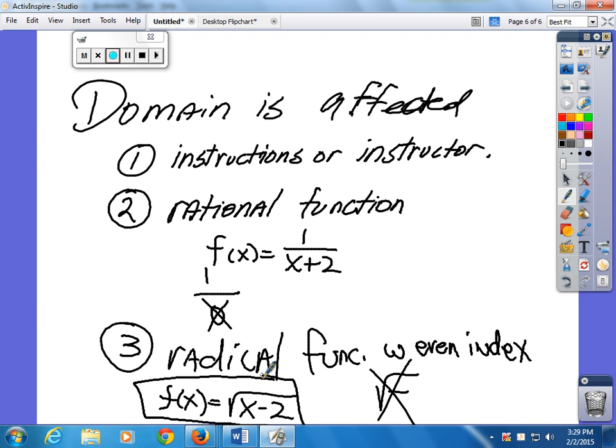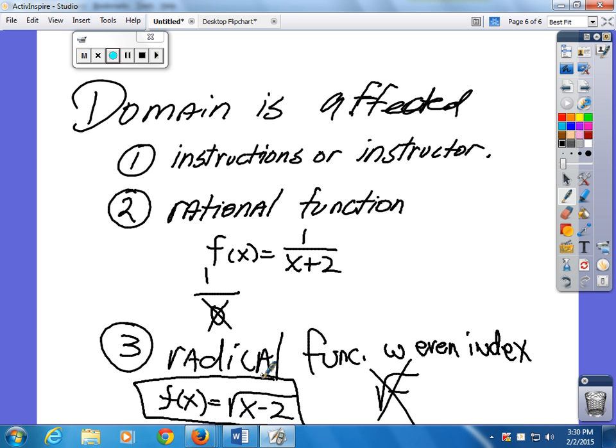Can't do 1. How about 0? Can't do it. How about negative 1? Can't do it. So what is our domain? All numbers greater than or equal to what? 2. 2 minus 2 is what? 0. Square root of 0 is 0.